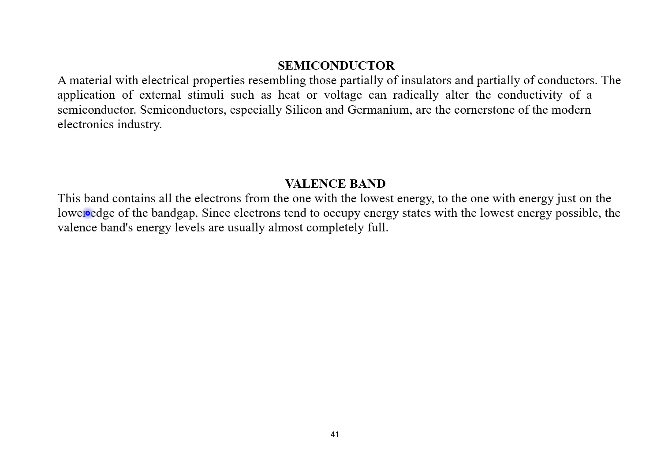Valence band. This band contains all the electrons from the one with the lowest energy to the one with the energy just on the lower edge of the band gap. فإذن الفالنس باند مثل ما شفنا بالسلايدات السابقة إنه هي تكون beneath or under the band gap. Since electrons tend to occupy energy state with the lowest energy possible, the valence band's energy levels are usually almost completely full.